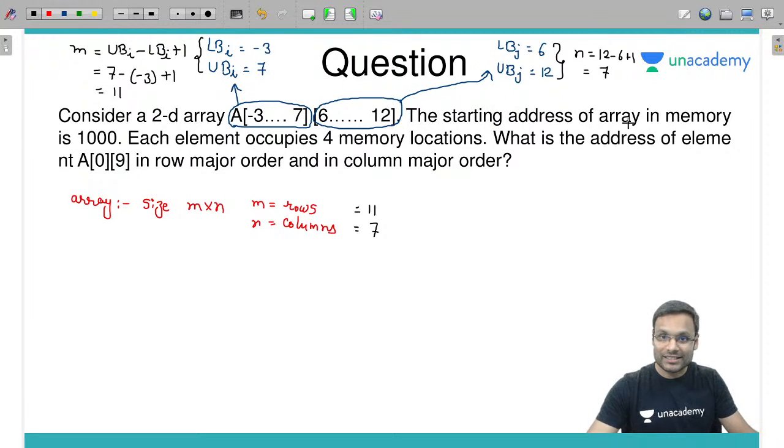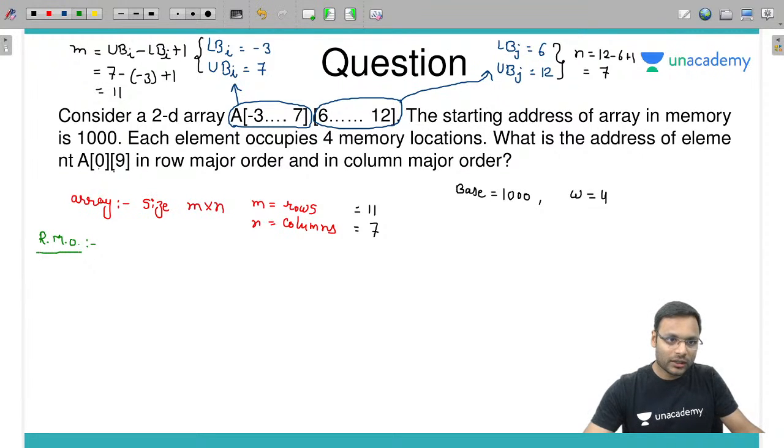Fine. Now the question: the starting address of the array in the memory is 1000. Okay, base address given is 1000. Each element occupies 4 memory locations, so W is equal to 4. What is the address of element 0, 9? For row major and column major order. Let's go for row major order first.